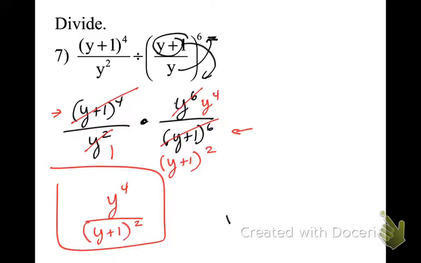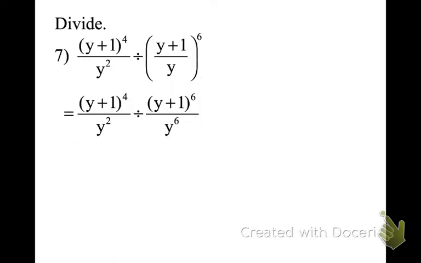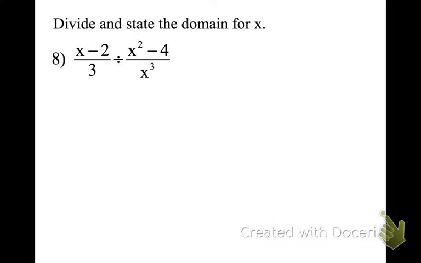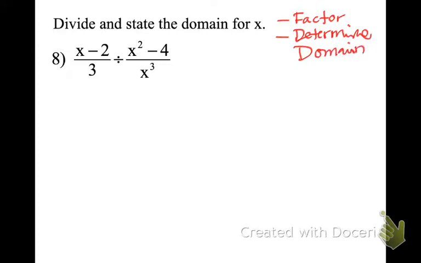Question. Okay, let's talk about domain. Now, this time, because we're dividing, we have multiple denominators. Okay, it says divide. Remember, we factor. We find the domain, determine the domain. And then we reduce by cross-canceling.